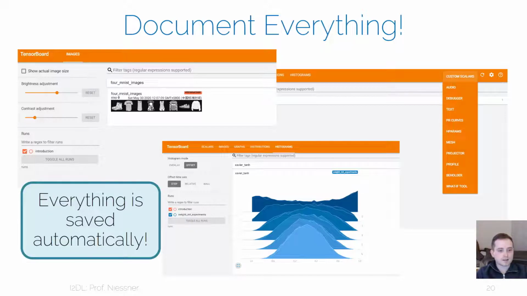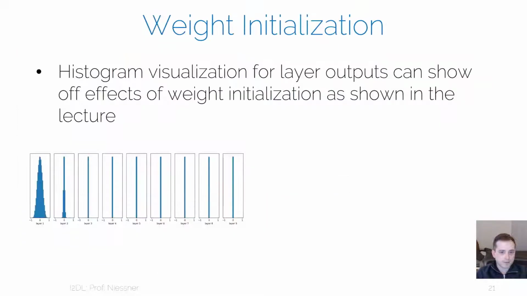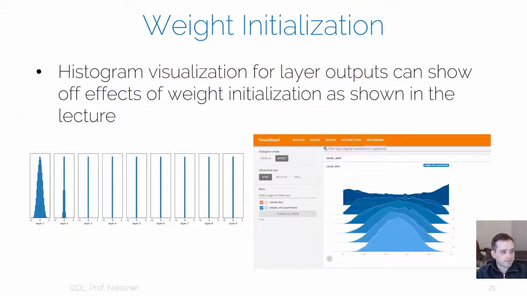And one nice thing is that everything is saved automatically when you log it into Tensorboard, so you can always access it in hindsight and also in this temporal manner. So as you train, you can see the different images that were generated. This is what you talked about in the lecture, where you saw how the weight initialization matters. Previously in the lecture you saw this graph, but if you actually do it in Tensorboard, then you can see something like this, which looks nicer.